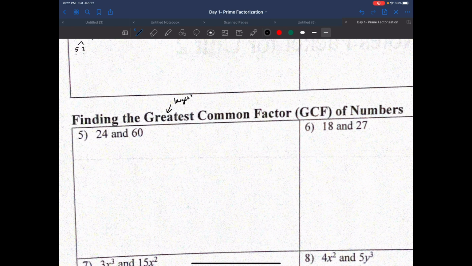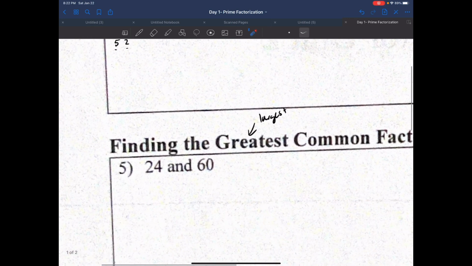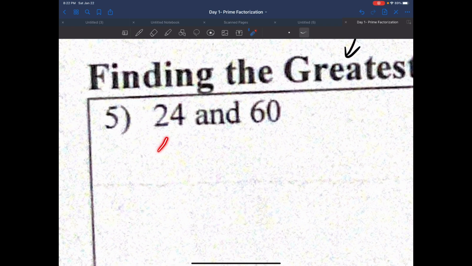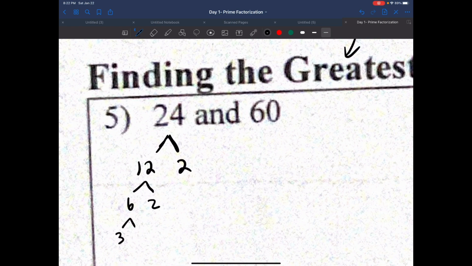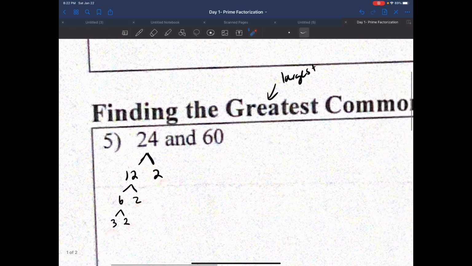So let's take a look at 24 and 60. I'm going to break them down, just like what I did in problems 1 to 4. When I'm looking at the number 24, I'm going to think of two numbers that multiply together to give me 24. Well, 12 and 2. I know that 2 is a prime number, so I'm not going to break that down. But 12 isn't, so I'm going to break that down. That gives me 6 and 2. And then I look at number 6. I can break that down, so I might have 3 and 2. And then I am now left with my prime numbers.